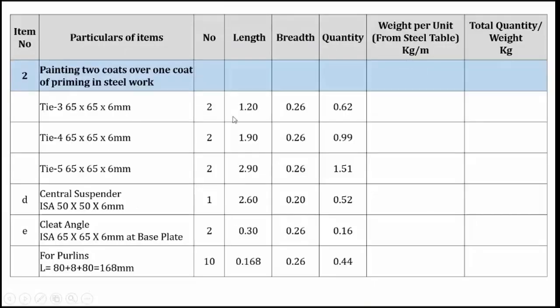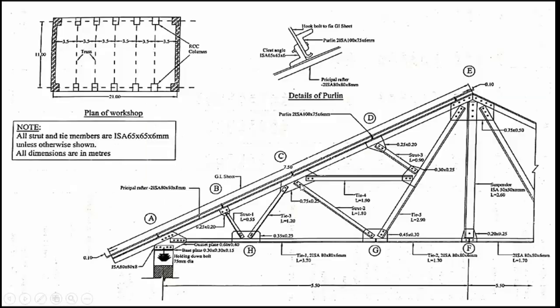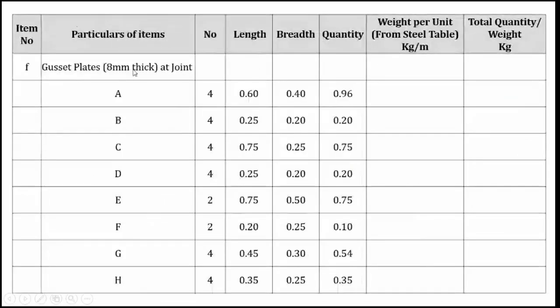Next, for the tie members also, same thing. And the central for all the angle sections, this is how we are going to do. Right? For cleat angle also same thing. For purlins also same thing. Then next we will calculate for the gusset plate now.